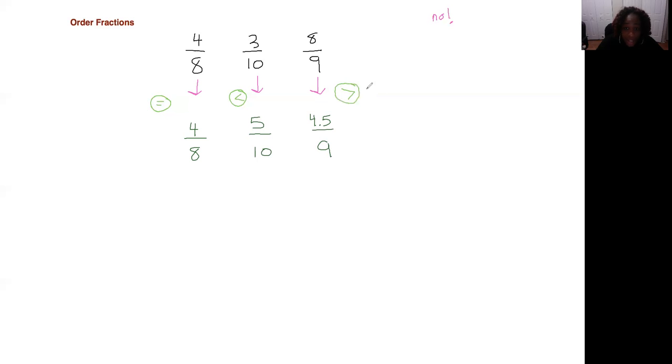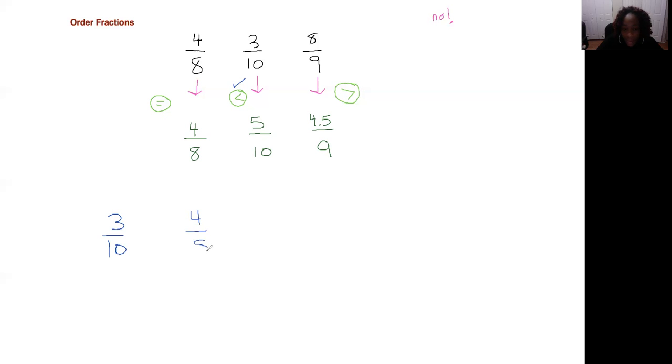So now all I have to do is put these in order based on their signs. We have an equal sign, a less than sign, and a greater than sign. So I know that the less than sign, these two are associated with my less than sign, so I'm going to write 3/10 first. This is the smallest fraction. Why? Because it has the smallest sign. Okay, the less than sign is the smallest sign. So who's next? Equal or greater? Equal is next. So therefore, I write 4/8.